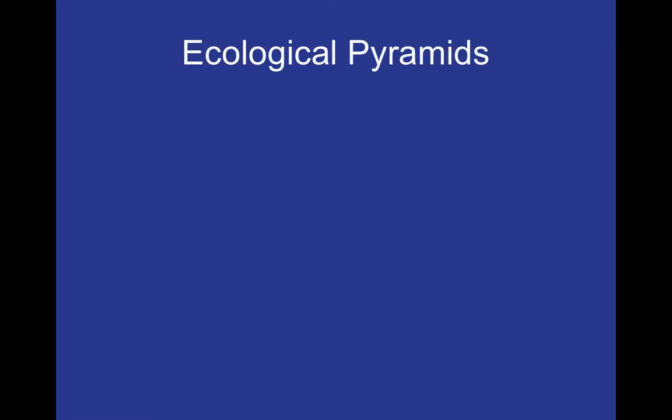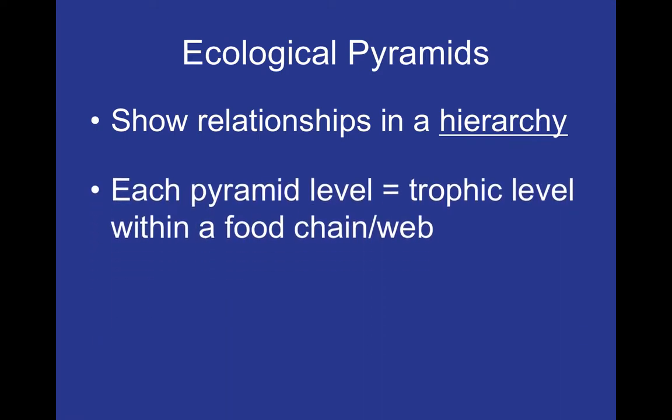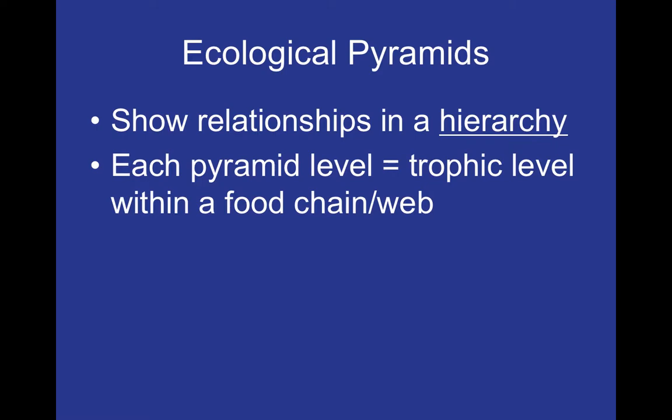Ecological pyramids. That was actually something from a handout that you guys will get here in a little bit. The ecological pyramid is where we show our feeding relationships in a hierarchy. So it's in a pyramid form with levels. Each pyramid level is a trophic level within the food chain or the food web. Again, we have an example one that you guys will write in your printed part of your notes, simply because it's easier to draw them that way.